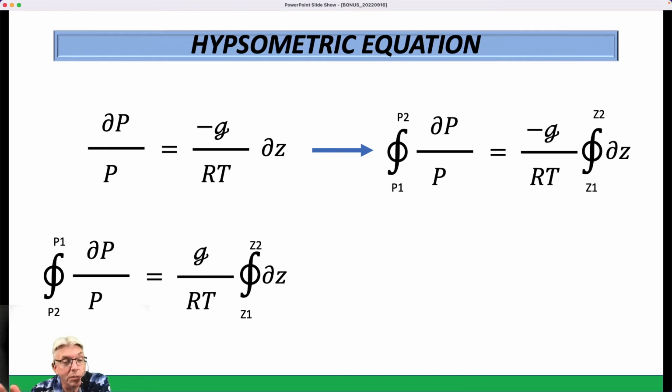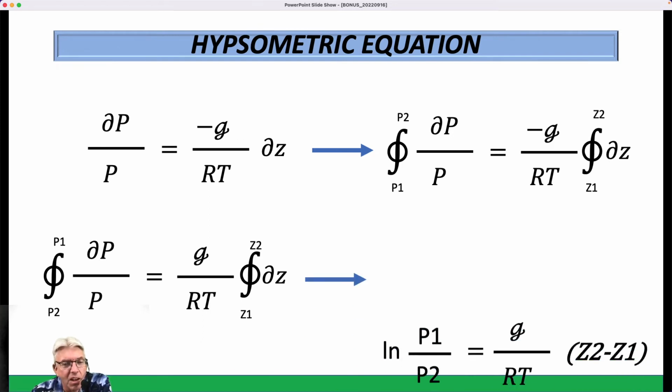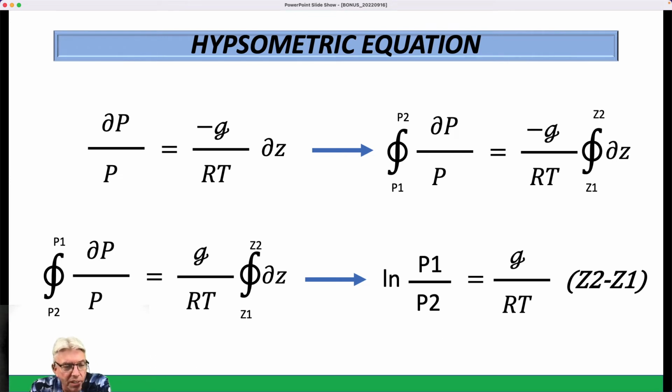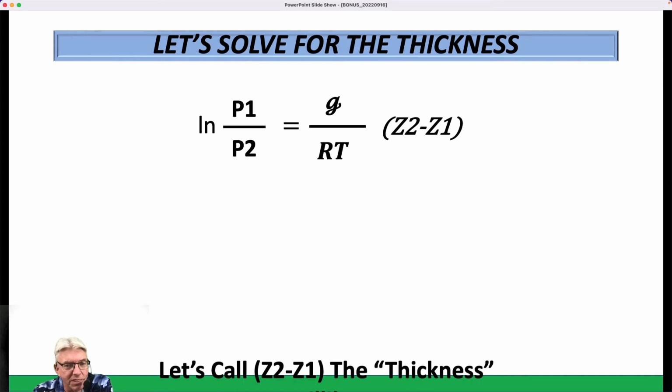We're going to assign P1 to be 1,000 millibars, which is close to the ground, and P2 to be 850 millibars, which is about 5,000 feet up. And then that's equal to G over RT, and we're going to integrate Z from Z1 to Z2. That's still the same, from the lower height to the higher height. Okay, so when we do that, and I'm not going to go into all the mathematics to prove this, what it says is that the natural log of P1 over P2, so that would be the natural log of 1,000 over 850, is equal to G over RT times Z2 minus Z1. And we're going to call Z2 minus Z1 the thickness, okay?